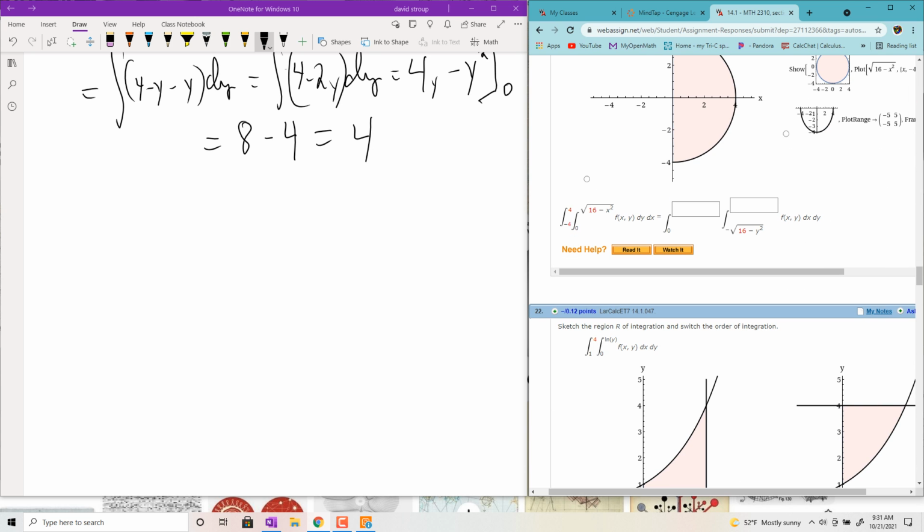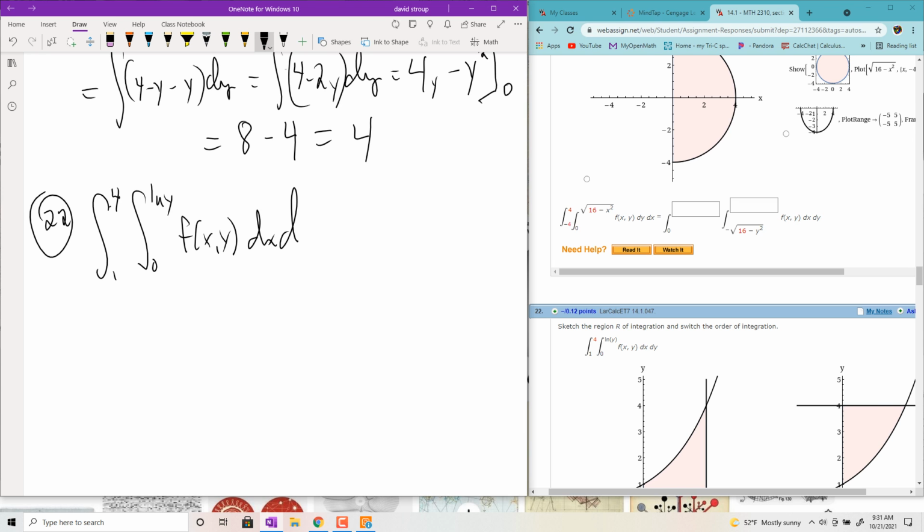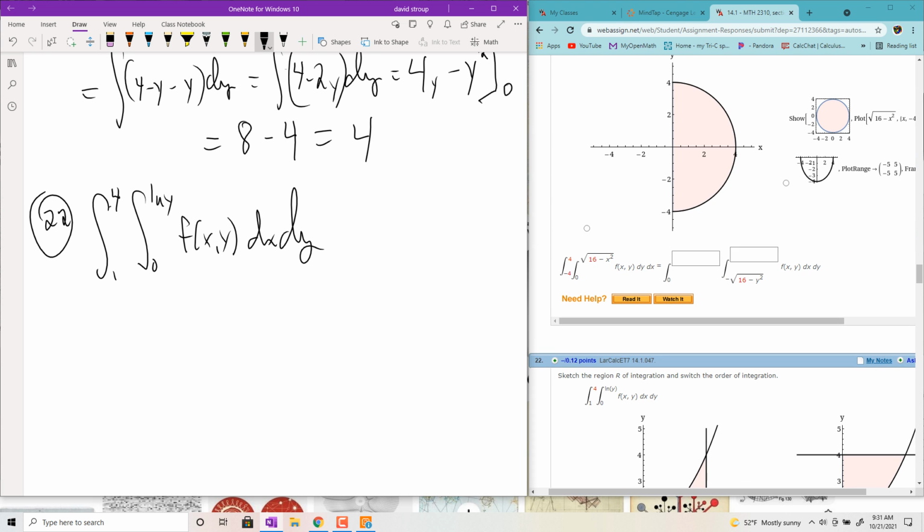So this one, 22, we have the integral from 1 to 4, and then the integral from 0 to ln y of f of x comma y dx dy. Well, this is the unusual orientation. So start x equals some curve to x equals some other curve, right? Okay, so in this orientation, like I said, your little guy is going up the flagpole like this. And I'm going from x equals 0, so x equals 0 is the y-axis, this curve here, to x equals ln y.